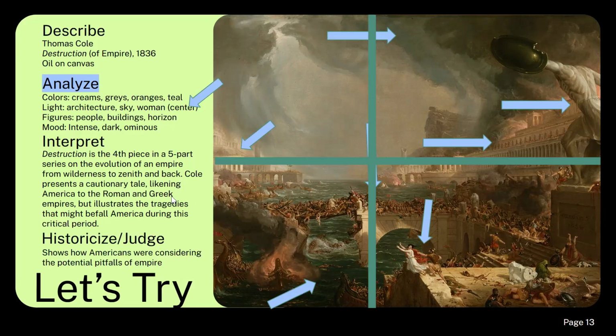Now I'm going to historicize it. I believe Cole's piece shows us how Americans, like him, were considering the potential pitfalls of America becoming an empire. That it went from being this savage wilderness that they assumed the New World was before European arrival. And then it became small farming communities. And then it became this huge empire that got too big for its britches. And now here's where it's at in terms of destruction.